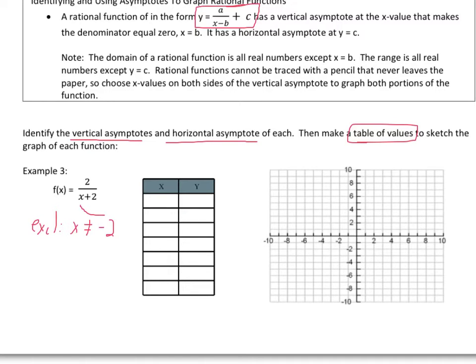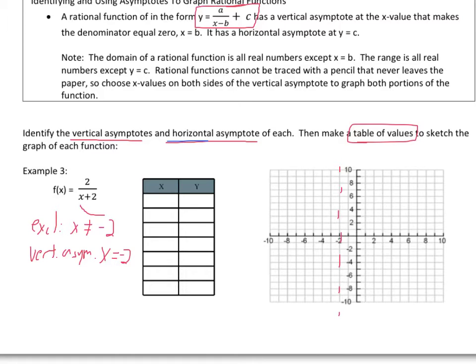So the relationship is that your vertical asymptote is a vertical line that's equal to that value. So I go to the graph, and at -2 it would be undefined. So I'll put a dotted line on the graph at -2, creating a barrier that tells the reader that value is off limits.